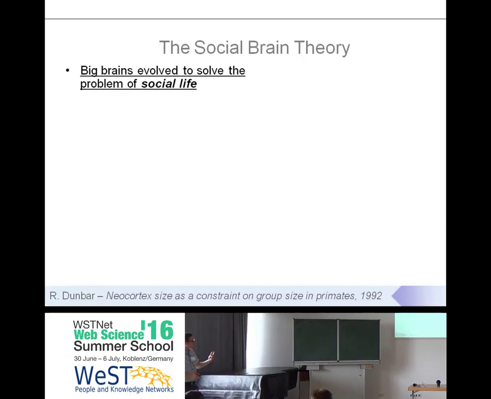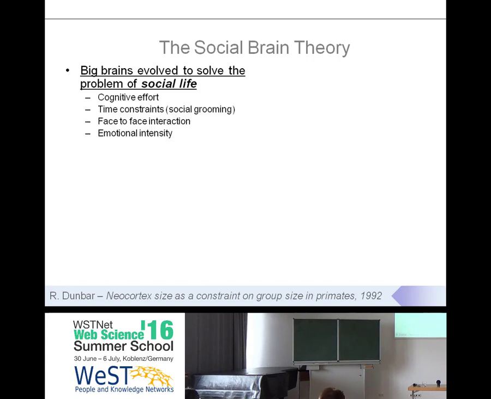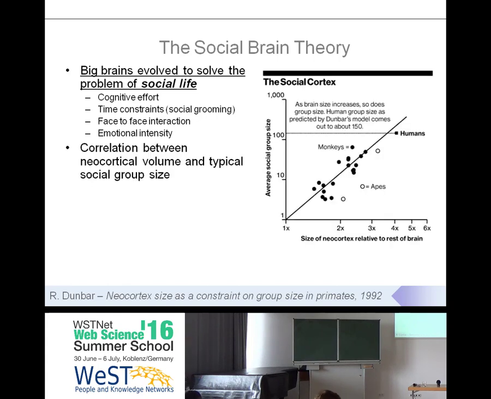One of the theories behind that was produced by Robin Dunbar, who proposes that big human brains evolved to solve the problem of social life. So the idea is that we need our brain, which is much bigger than that of other species, to deal with the complexities of social lives.